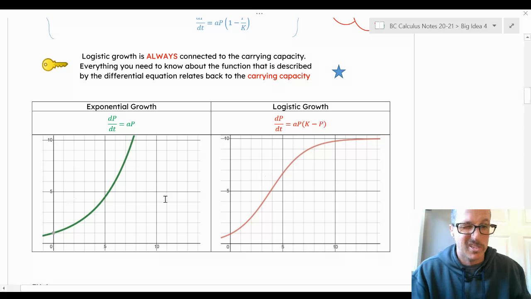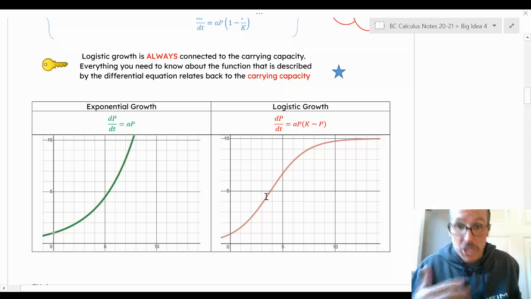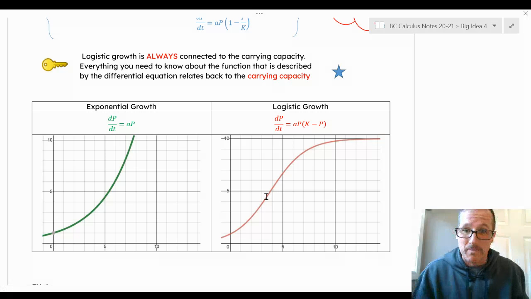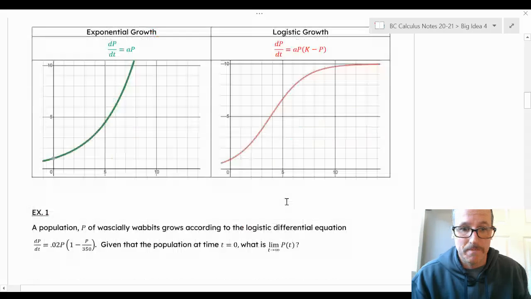So you can see just the different shapes of exponential growth and logistic growth. And if you know the shape of logistic growth, you're pretty much good. Most of these problems we're going to solve by just looking at the shape of the curve. Okay, so let's get started.